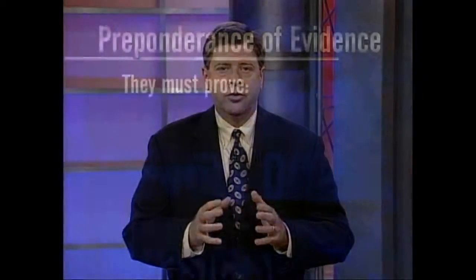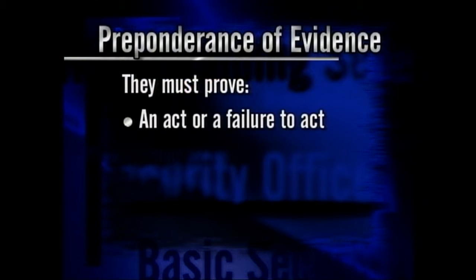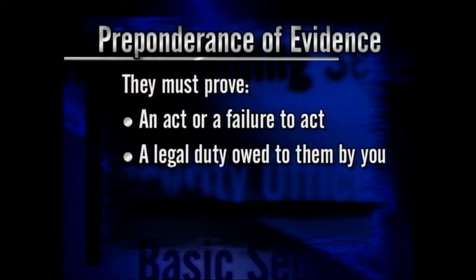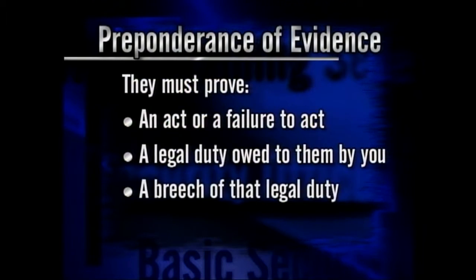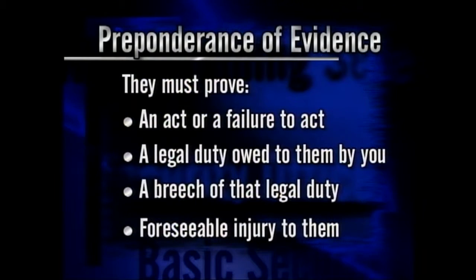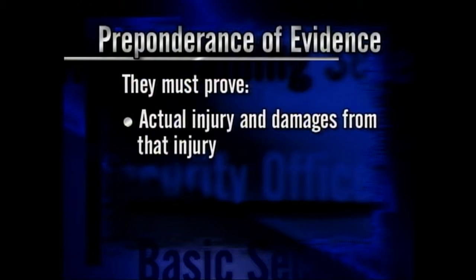But if it does happen and someone files a claim against you, please remember they have to prove in court by a preponderance of the evidence. They must prove that an intentional tort was committed or that negligence occurred. For negligence, they must show the following. 1, an act or a failure to act. 2, a legal duty owed to them by you. 3, a breach of that legal duty. 4, foreseeable injury to them. 5, actual injury and damages from that injury.